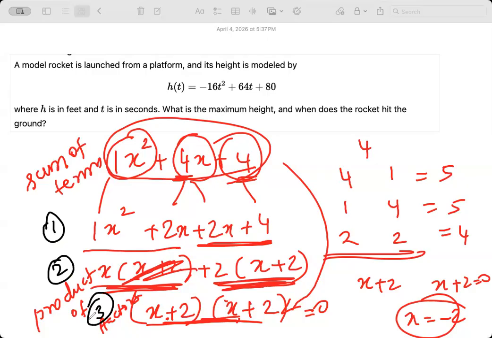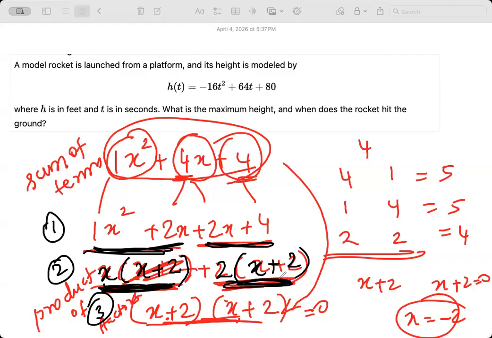Which one is difficult? 2. What I'm doing is between these two terms, what is common? Tell me. X. X, you pull it out. What remains inside the brackets? X plus 2. Yeah, that's what I wrote here. You got it? Oh, okay. Again, between these two terms, I pulled out 2 as common. What remains? X plus 2.